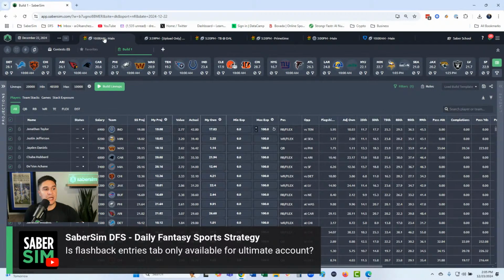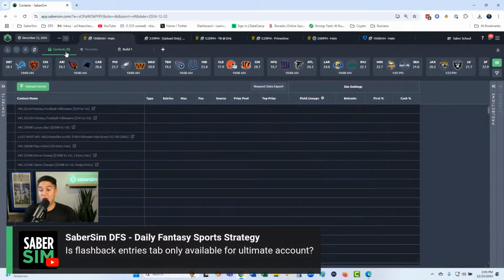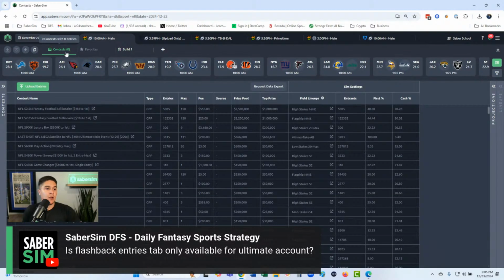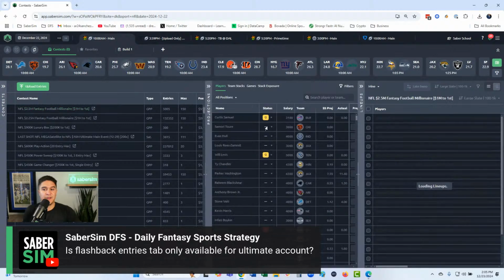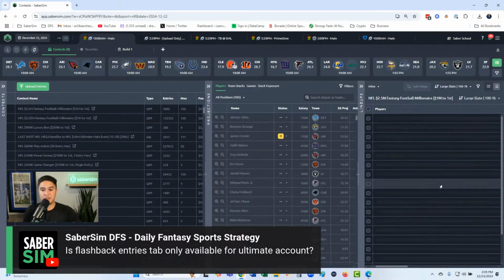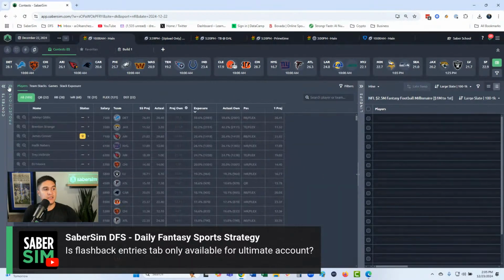So I'm going to go to the DK main. I'm going to go to contest. Notice I have no entry file uploaded. All I need to do is go in here and click on any one of these contests. The name will light up green. I go in, I click on it. After I click on it, the data will load. Once this loading lineups button goes away, what I recommend is closing these other tabs.